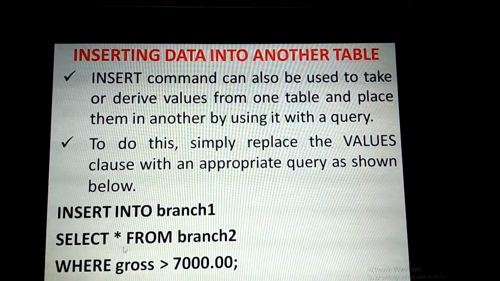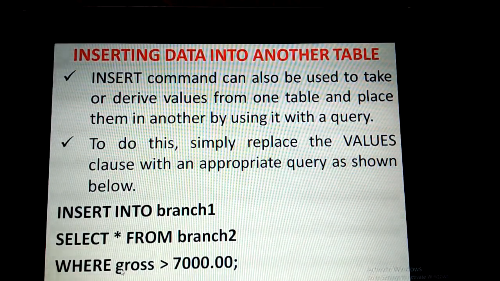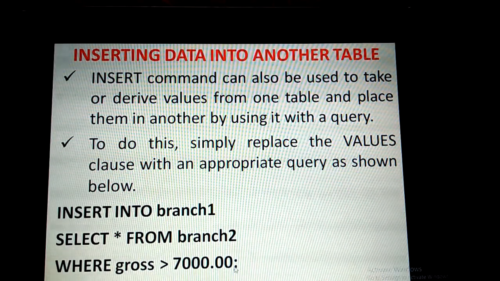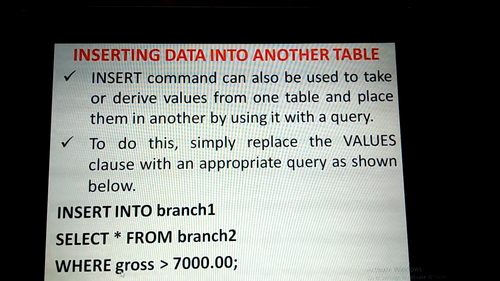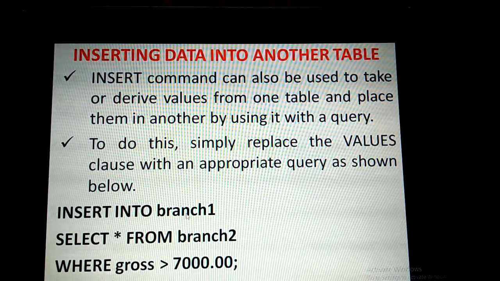Okay, so select star from branch 2 where gross is greater than 7000.00, semicolon at the end. So here, based on the condition, from the branch 2 table, the rows whose gross salary is greater than 7000 are going to be extracted, and they are going to be inserted into which table? The branch table. So like that this query is written. In this manner, this is the example for how to insert the data into another table.